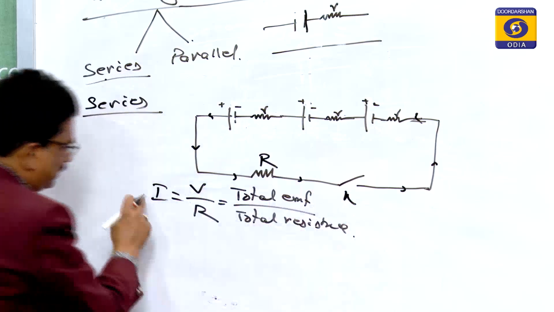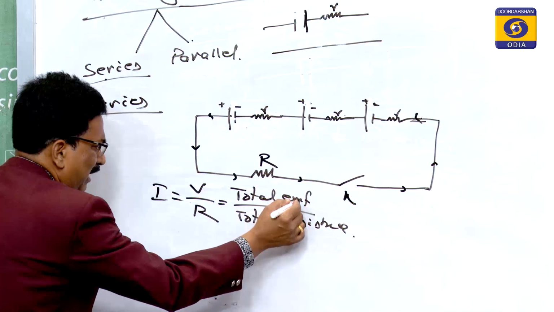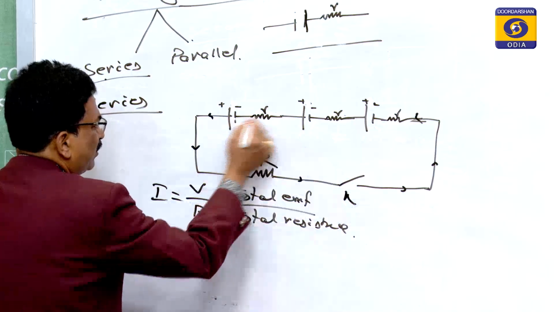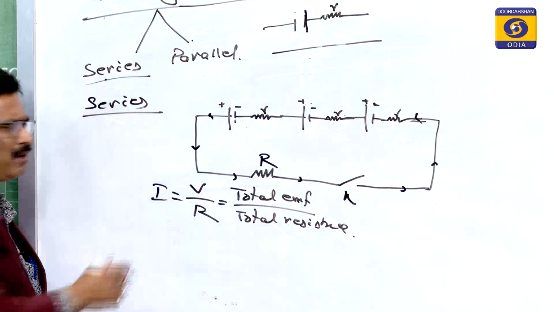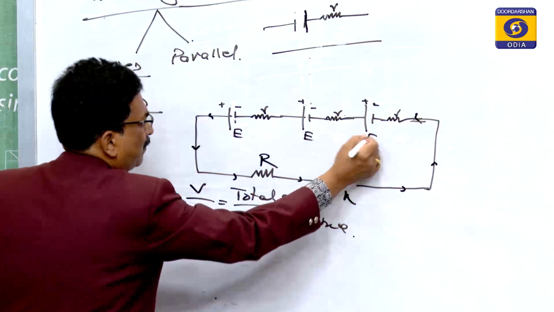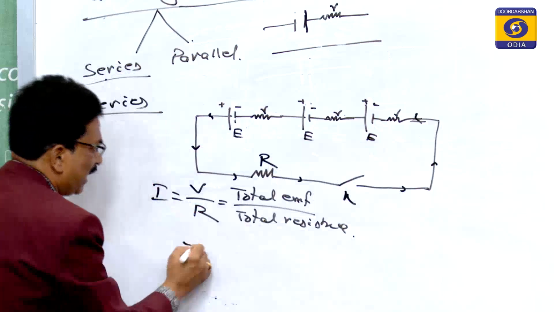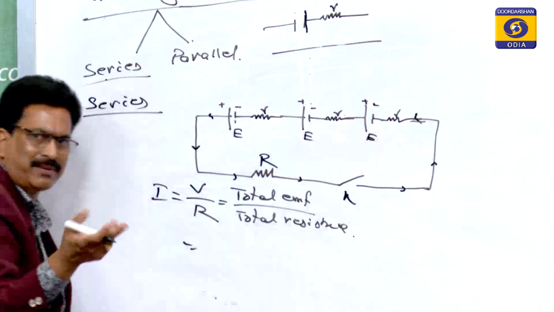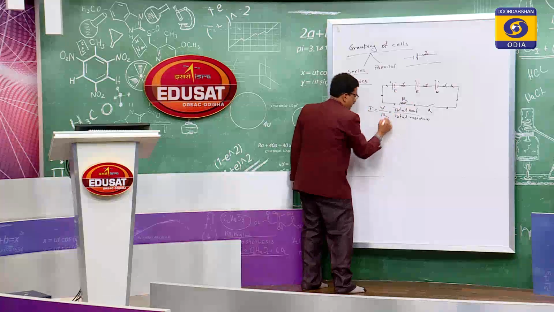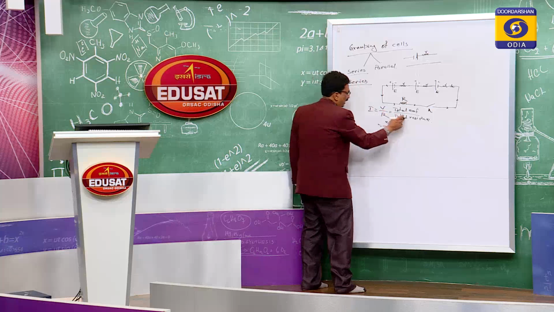Total resistance equals the net current which will flow through this. If this is the total EMF, it is connected with a number of cells of the similar type. If each has EMF equal to E, and we have n number of cells (here I have taken 3), then the total EMF is nE, divided by the resistance.